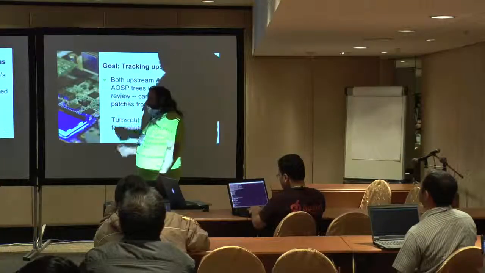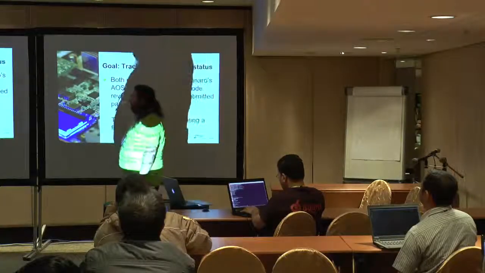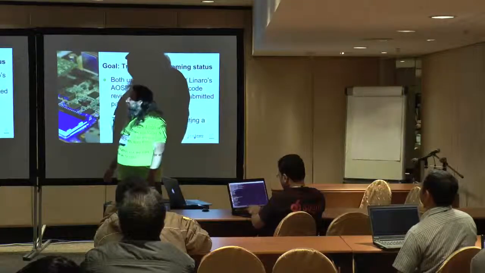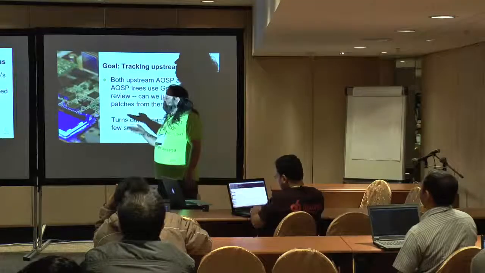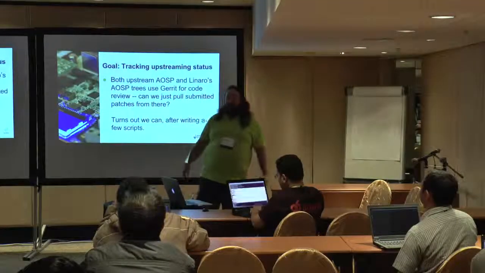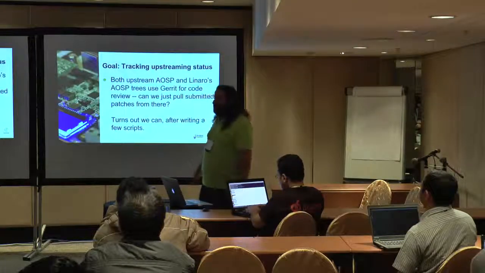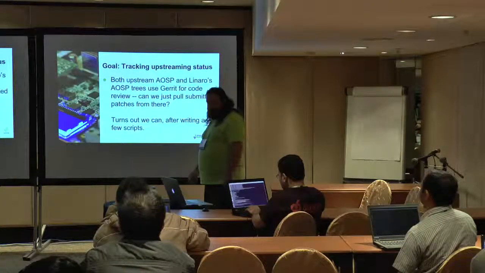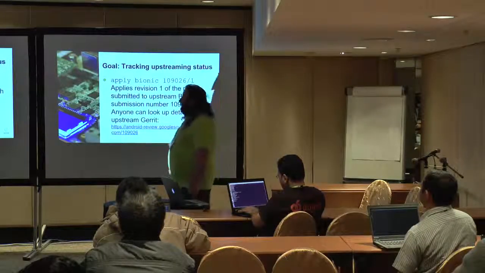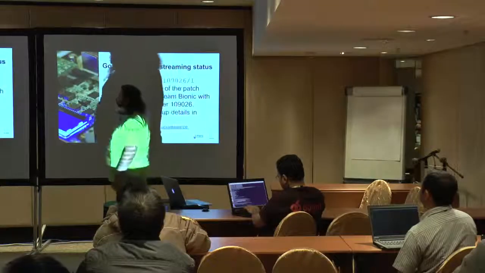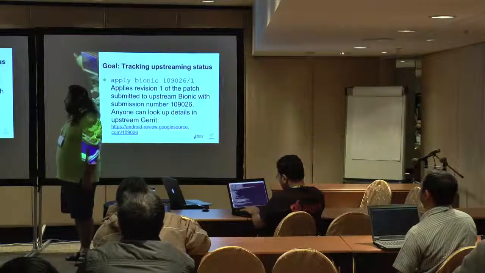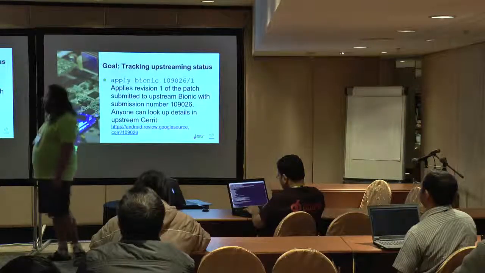And one thing we realized is we are using Gerrit for code review anyway, and so does AOSP. So we were wondering if we could just pull patches directly from Gerrit, regardless of whether or not they had been reviewed yet, or whether or not their status is accepted or maybe even rejected. And by adding a couple of scripts, we could do that. So now we have a script called apply that takes a patch from upstream Gerrit and applies it into a repository.